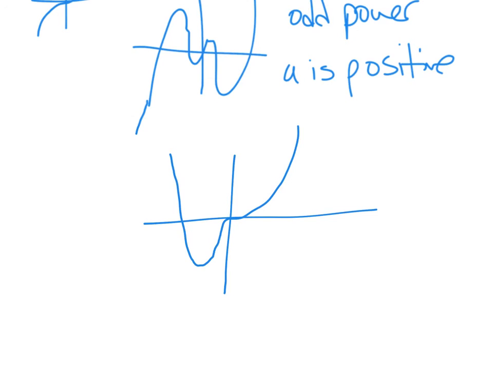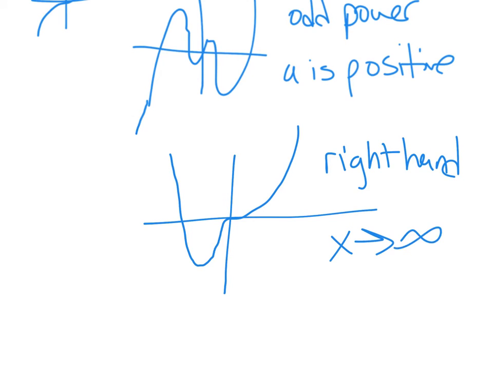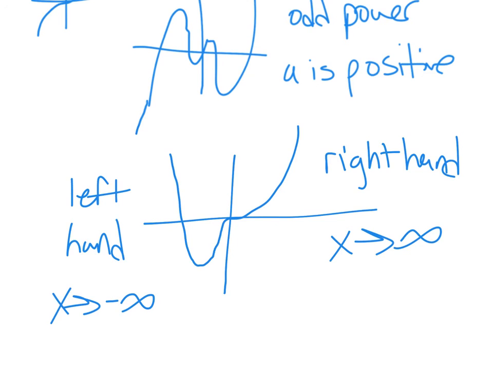They say determine the right hand and left hand behavior. So right hand is when x approaches positive infinity. And then left hand is when x approaches negative infinity. All right? All right, 1 to 21 odd is all we're doing on this one.